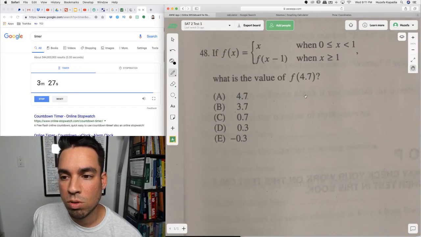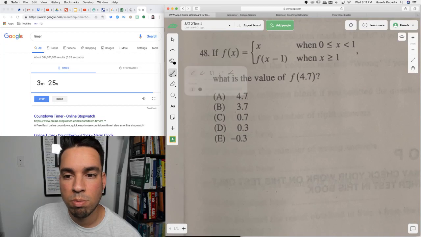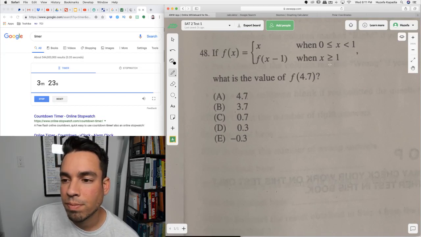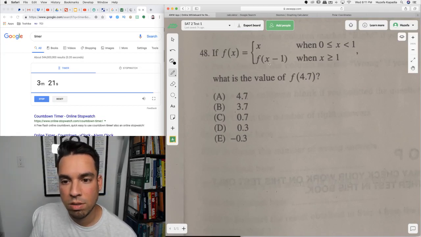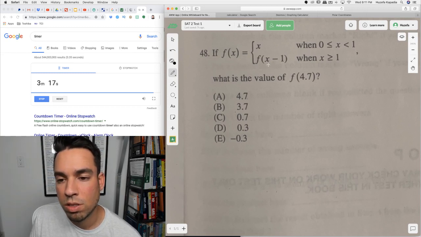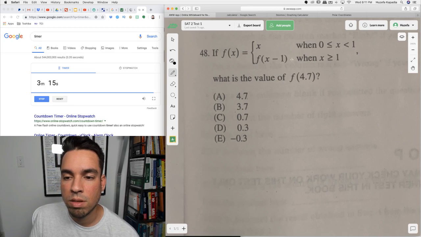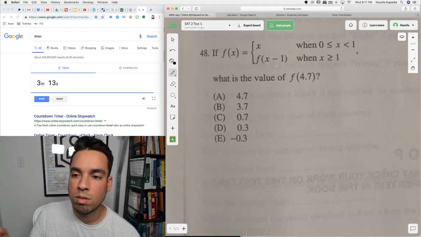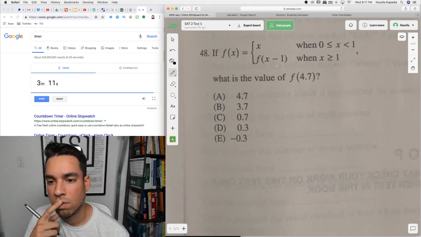It's this one. Yeah. Can maybe finish. Fx equals this. What is the value of f of 4.7? So we plug it in here, and it's 4.7, which is then 3.7.